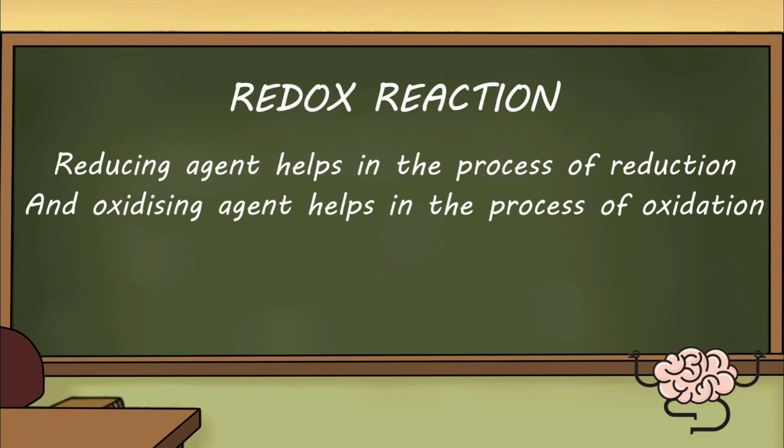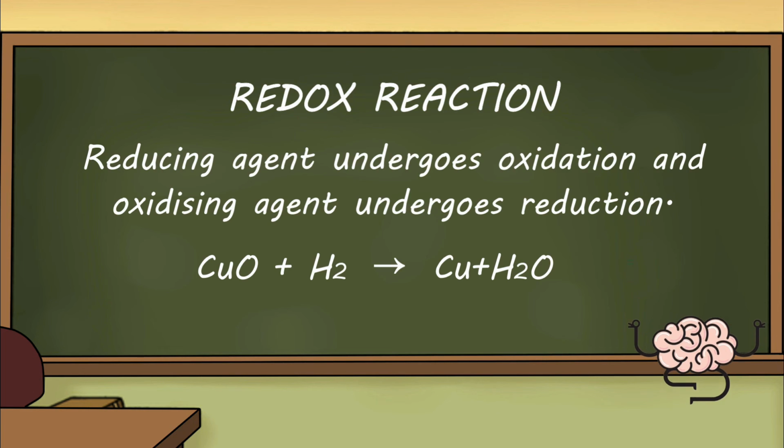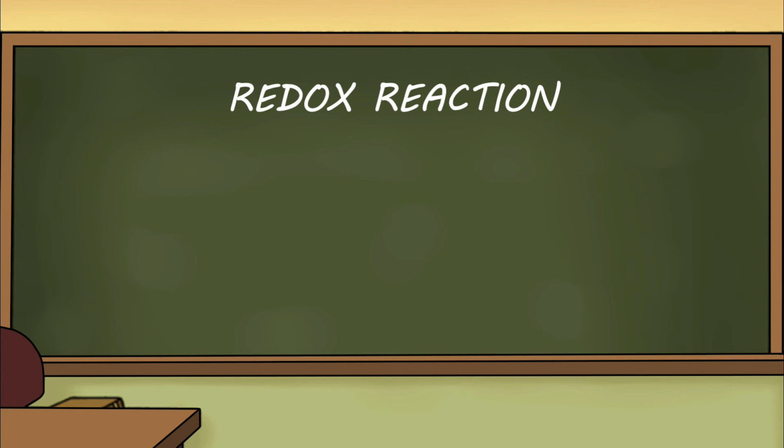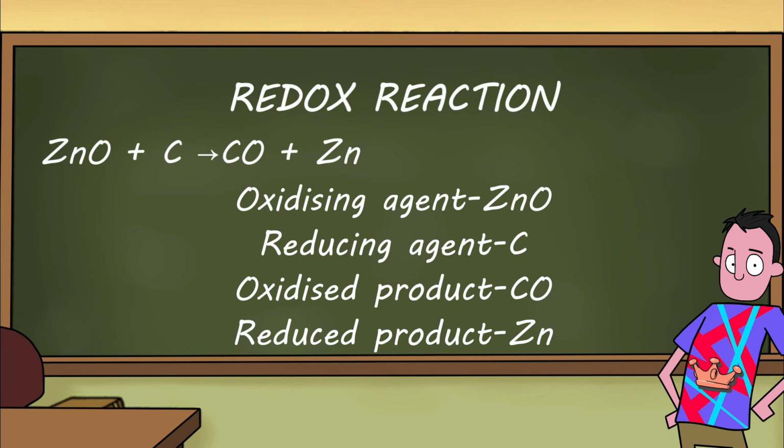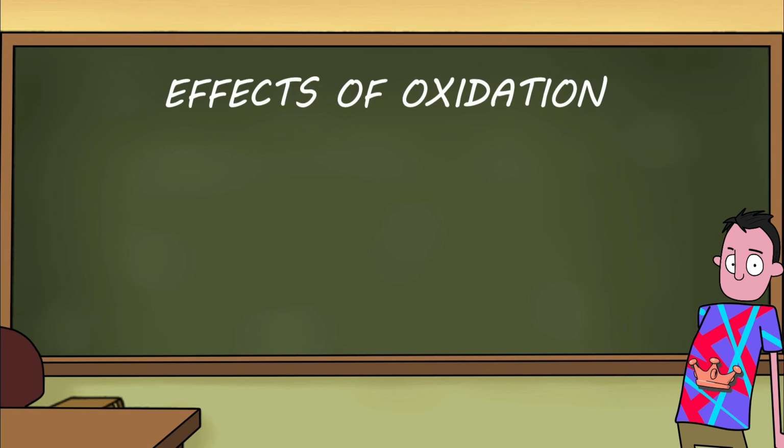Reducing agent helps in the process of reduction. An oxidizing agent helps in the process of oxidation. Reducing agent undergoes oxidation and oxidizing agent undergoes reduction. For example, zinc oxide plus carbon gives carbon monoxide plus zinc. In this reaction, the oxidizing agent is zinc oxide and the reducing agent is carbon. The oxidized product is carbon monoxide and the reduced product is zinc.